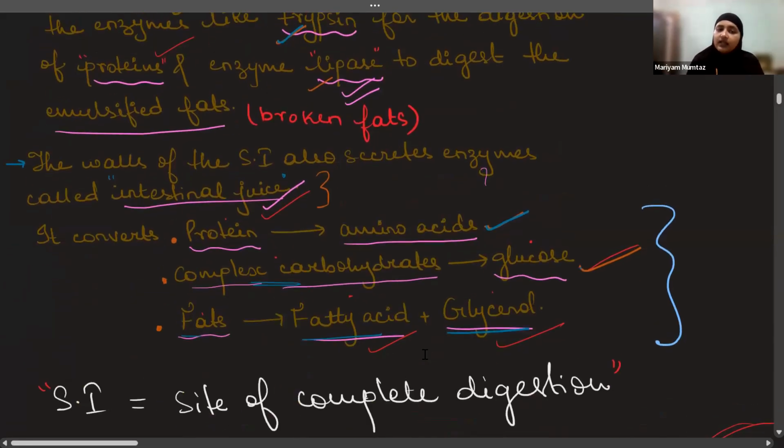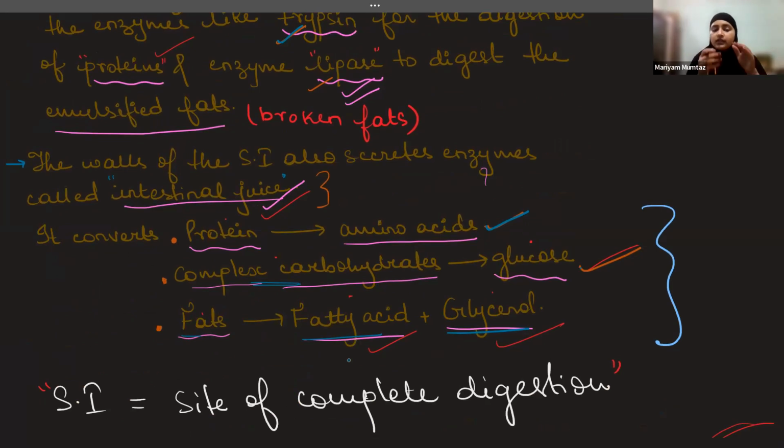Apart from all of these, the wall of the small intestine also secretes an enzyme known as intestinal juice, which will break the larger molecules into their smaller components. It will break protein into amino acids, complex carbohydrates into simpler form, that is glucose, and fat into fatty acid and glycerol. So now here it is finally being digested or converted into its smaller units.